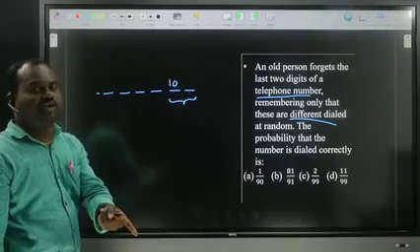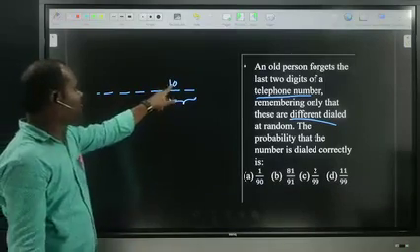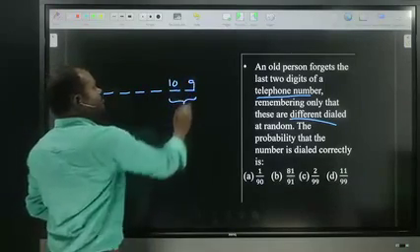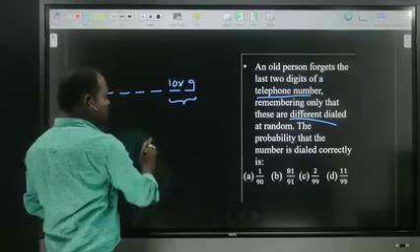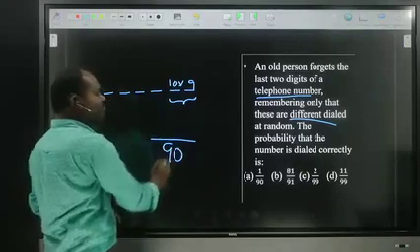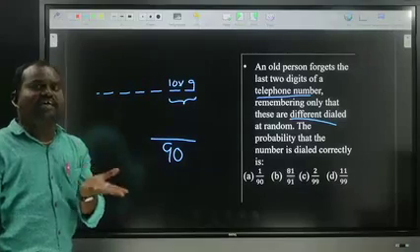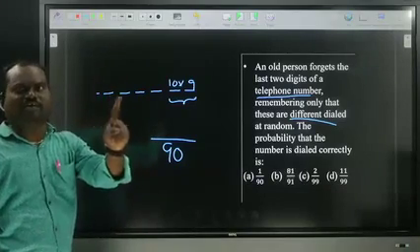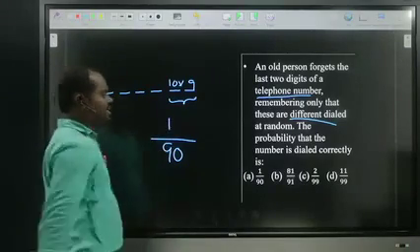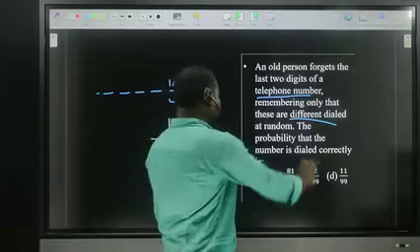Not repetition. Morning I told, not repetition. If it is 10 chances for the first place, here you will have how many chances? 9. So totally 10 into 9, total 90 possibilities will be there when our last two digits are forgotten. In that 90, any one will be correct only. So the answer is 1 by 90.